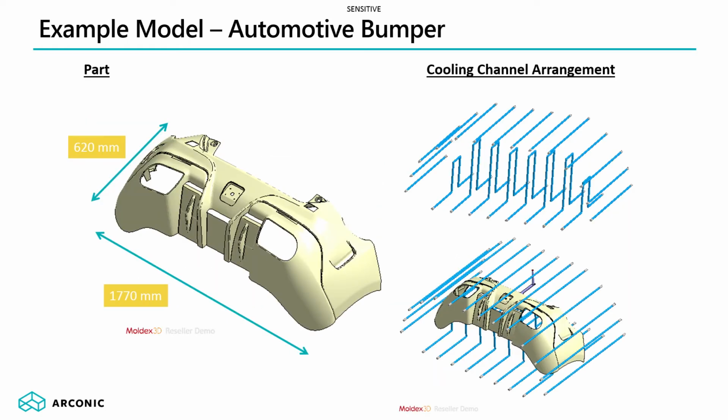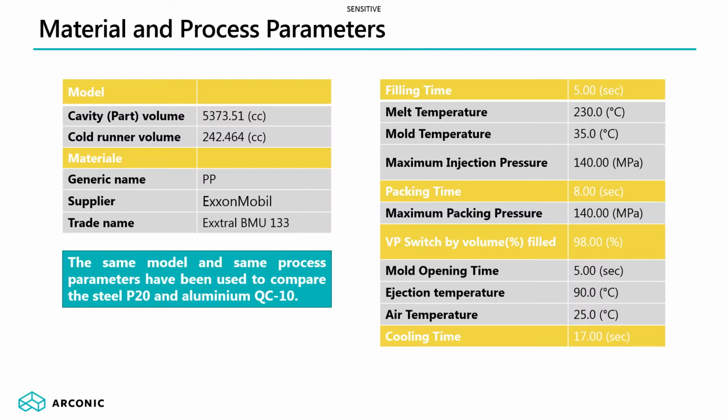The part modelled in Moldex 3D was an automotive bumper measuring almost 1.8 metres wide by 600 millimetres in length. A conventional cooling channel arrangement was adopted on either half of the mould cavity. The material used was polypropylene, and the key process parameters adopted are as shown. What is important to note is that for this exercise, exactly the same design, model and same process parameters were used to give a direct comparison between P20 steel and QC-10. In reality, the QC-10 mould could be designed more optimally for the aluminium.